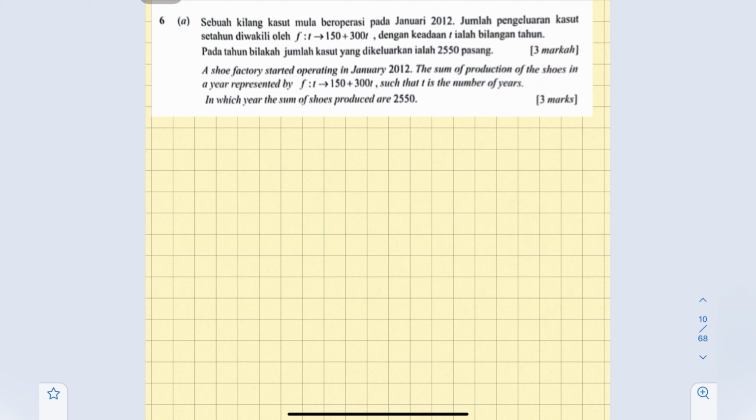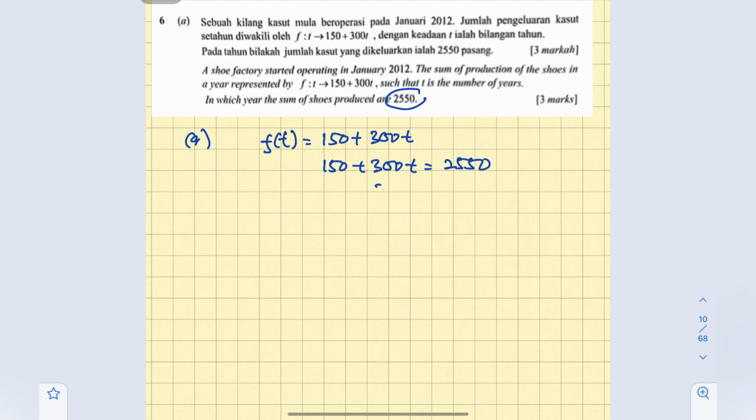Okay, here we need to understand it. So FT is the sum of production, equals 150 plus 300T, and T is the number of years. Now what they ask is that 2550 is the sum of the shoes produced. So what they give is FT. So 150 plus 300T equals 2550. They ask in which year, meaning we need to find T.